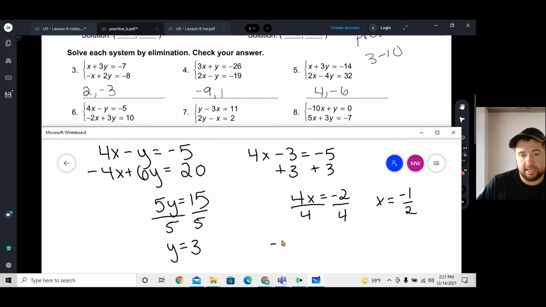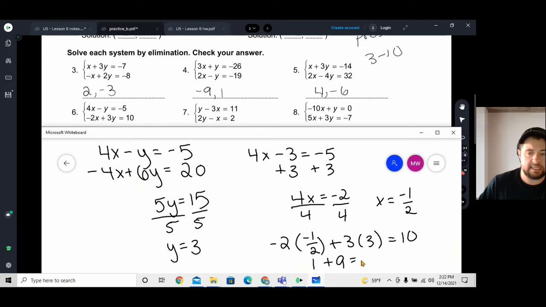All right, we're going to check this again against the second equation. So negative 2 times negative 1/2 plus 3 times 3 equals 10. Negative, negative, positive. So that's 1. 3 times 3 is 9, and 1 plus 9 does equal 10.